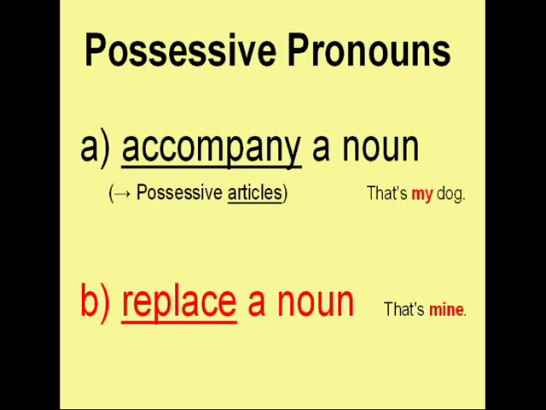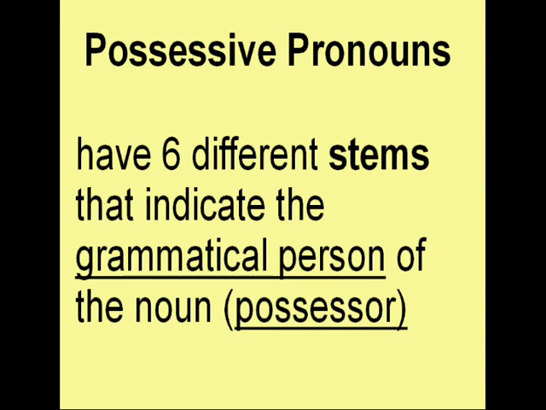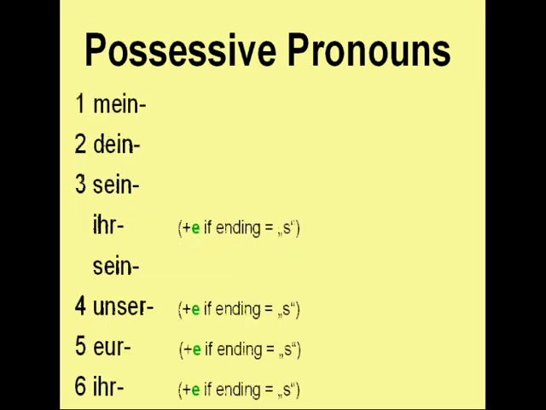I'm a German native speaker and in this lesson you will get to know the possessive pronouns that replace a noun. These possessive pronouns also have 6 different stems that indicate the grammatical person of the noun, which is the possessor, and they are the same as the possessive pronoun word stems that accompany a noun. The only exception is that the ones that end on er, like unser and euer, get an additional e if the ending is an s.